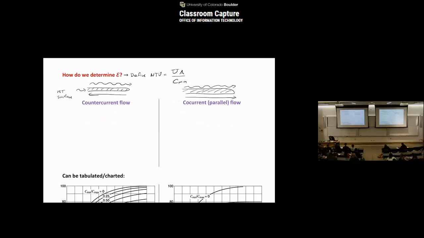So for countercurrent flow, we can define epsilon as a really long fraction. I'm just going to lay these equations out and then wait a couple seconds for you to copy them down. It's 1 minus the exponential of negative NTU times (1 minus C_R), over the quantity 1 minus C_R times the exponential of negative NTU times (1 minus C_R). This is in your book as equation 22.25.